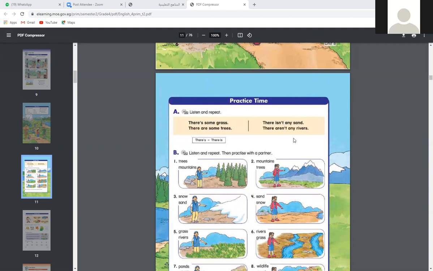And any, I use any in the negative sentences. There isn't any sand, there aren't any rivers, okay? I put any after isn't and aren't.